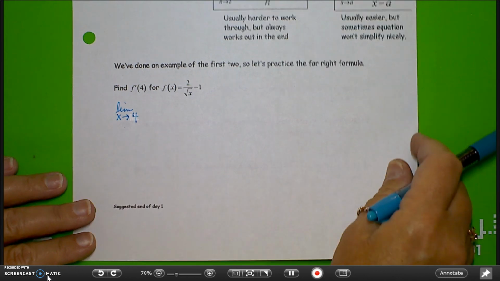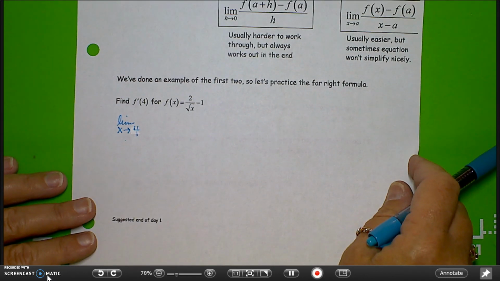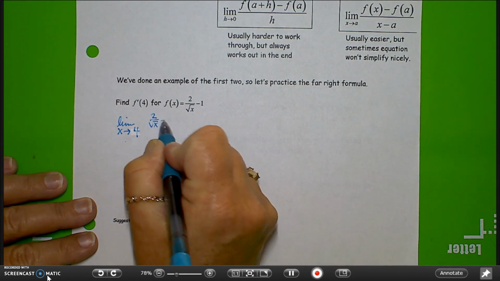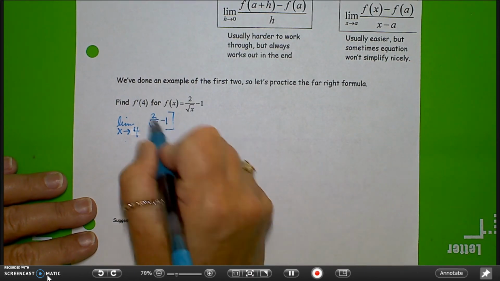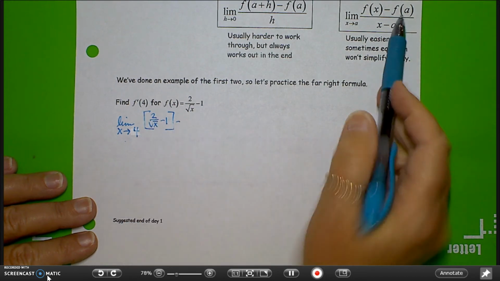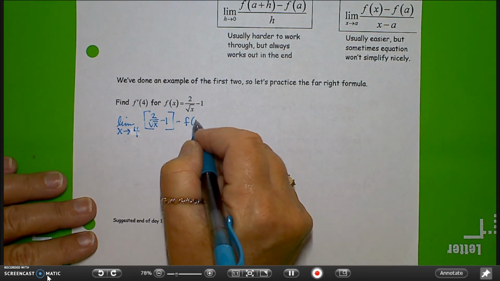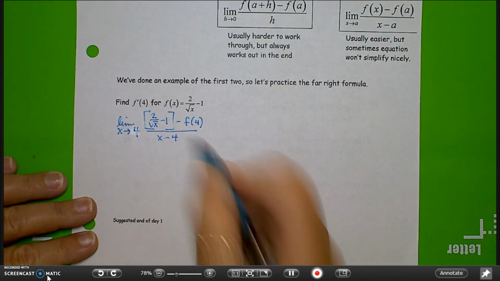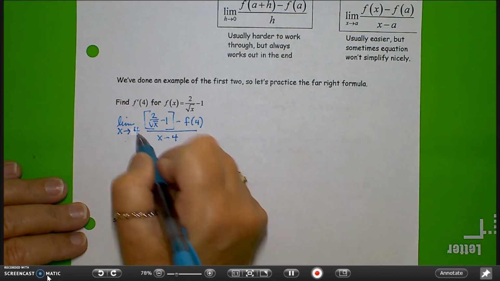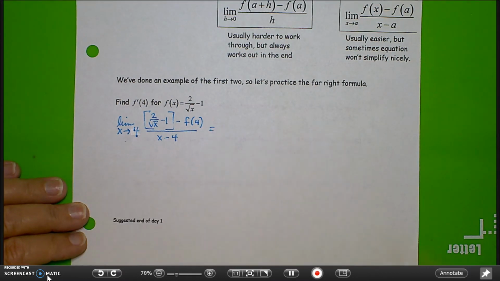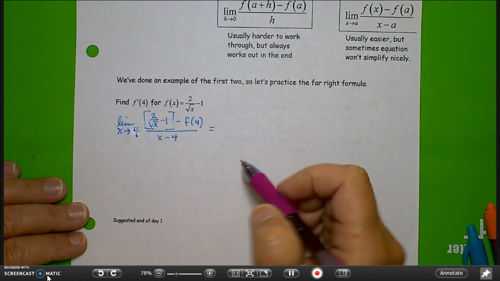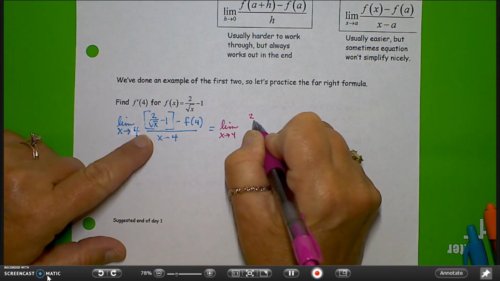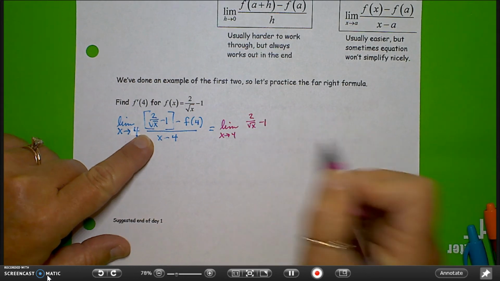We'll put in f of x, which is just the function as is right here, 2 over root x minus 1, and we subtract out f of 4, all over x minus 4. So basically all I've done so far is plug in the value of a. Now we'll clean it up a bit. Limit as x approaches 4. The function I want to leave as it is right now.